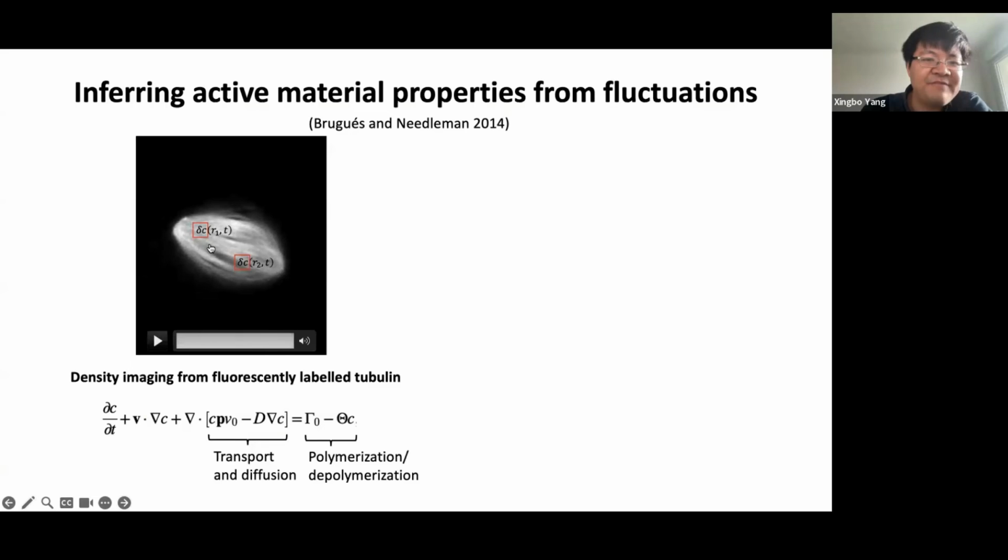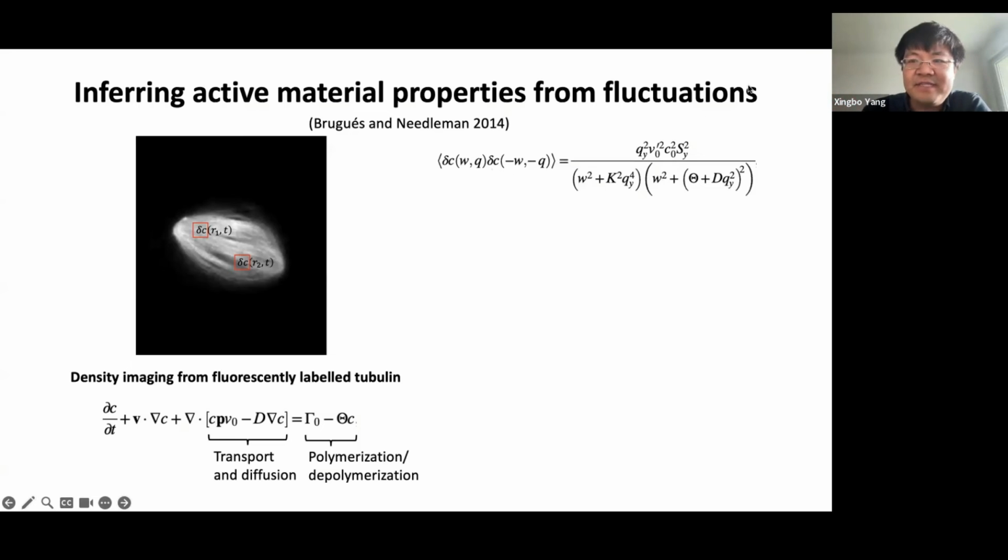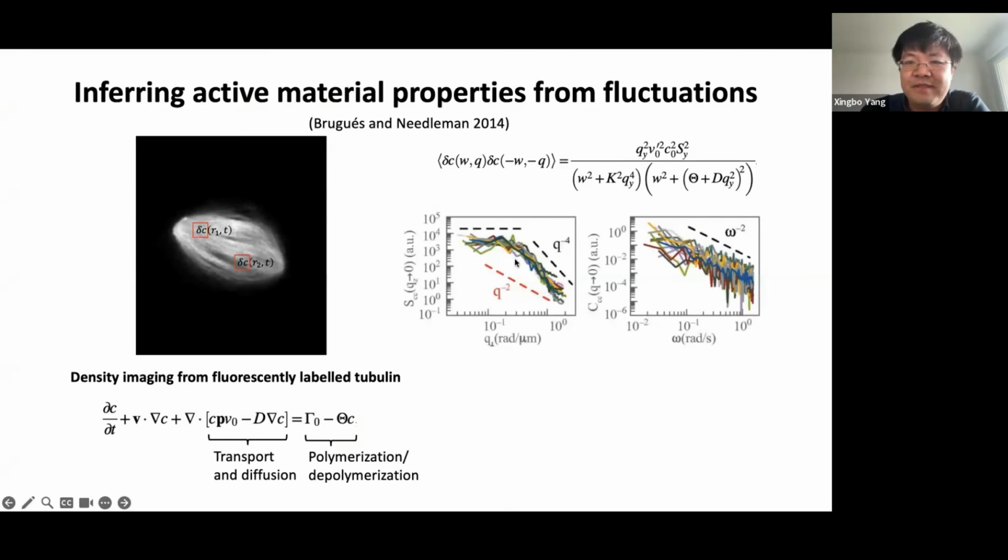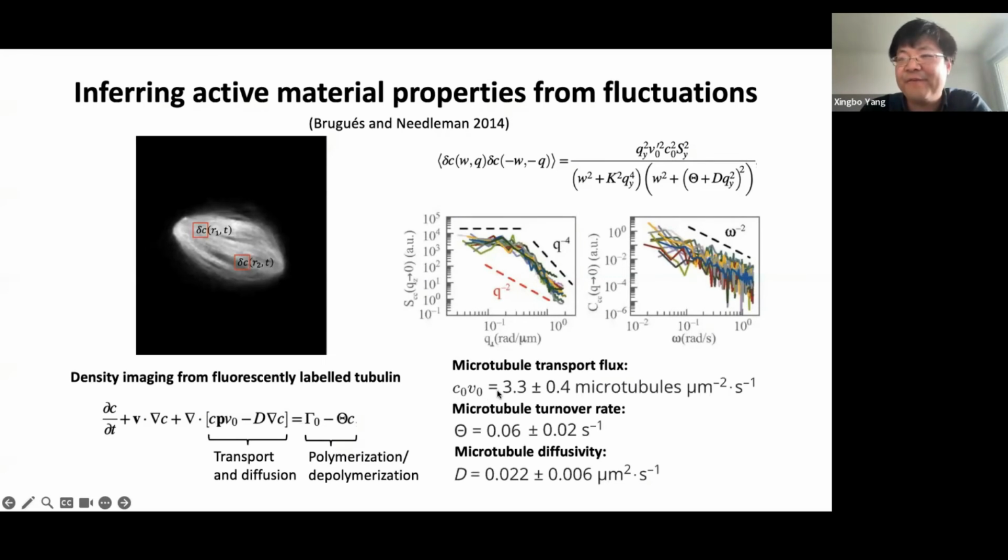where you also measure the density fluctuations around the local mean, and do a spatial temporal correlation of your density fluctuations. This is a slightly more complex term because it involves polymerization, depolymerization, and transport, but essentially it's just a function of model parameters that you can feed again to the experimental measurements. Then you can infer all the relevant parameters, like microtubule transport flux in absolute units, microtubule turnover rate, which is basically the depolymerization rate, and the diffusivity. And the cool thing is that, for example, Brugués and Needleman also compared those numbers with single molecule measurements in vitro, and they agree.